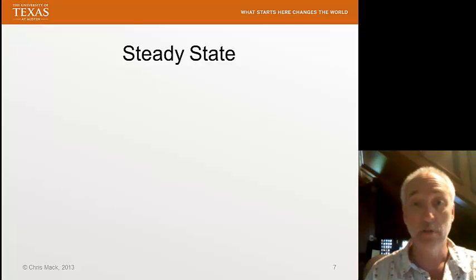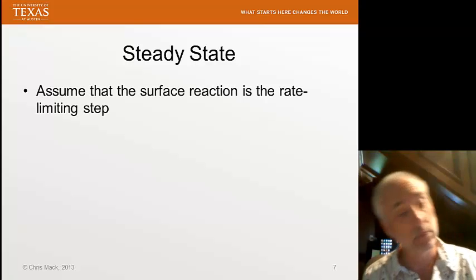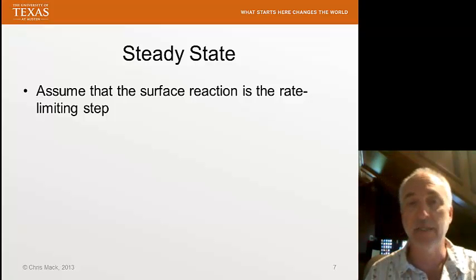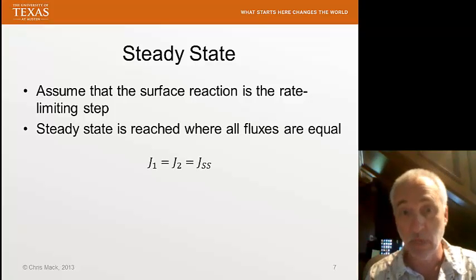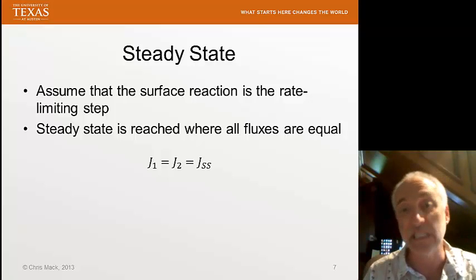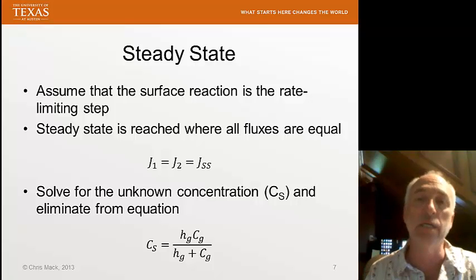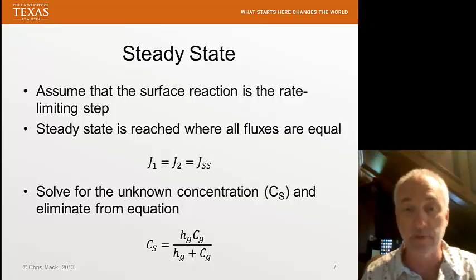These two steps will form a steady state so that reactant is supplied to the surface at just the right rate to supply the reaction. We'll get the two fluxes being equal to each other, and we'll call that the steady state flux. And then at steady state, we can solve for the unknown concentration, which is C sub S, the concentration of the reactant on the surface. We solve for that and get the value shown here.